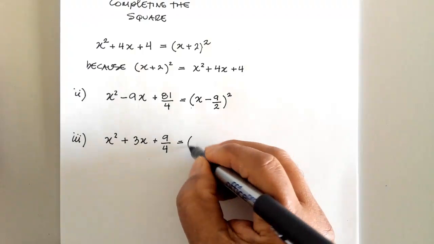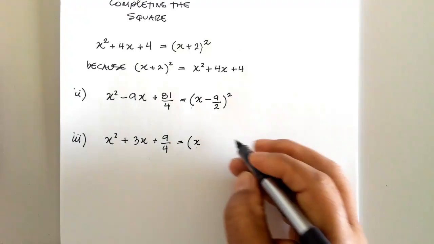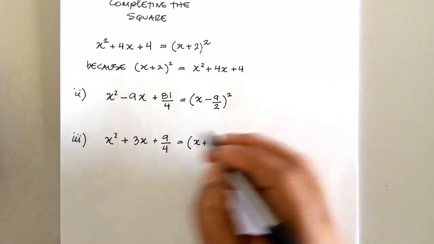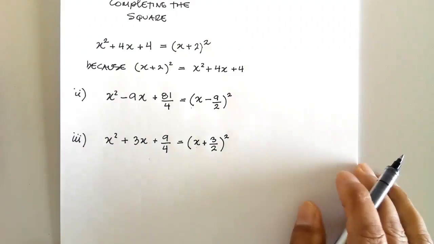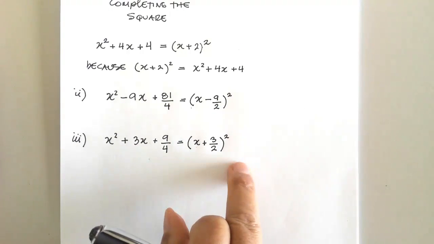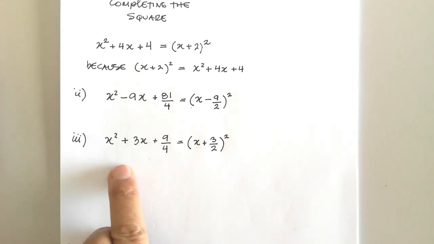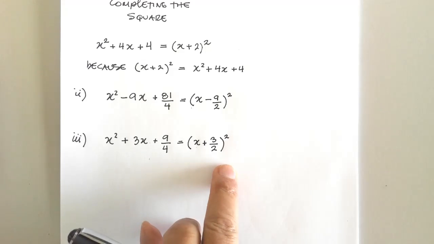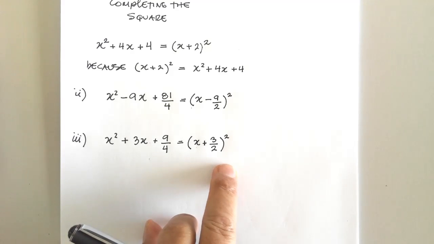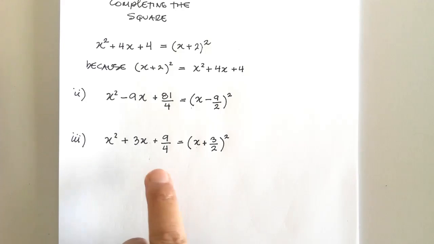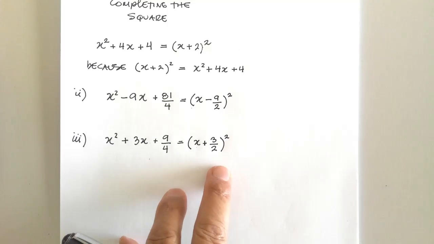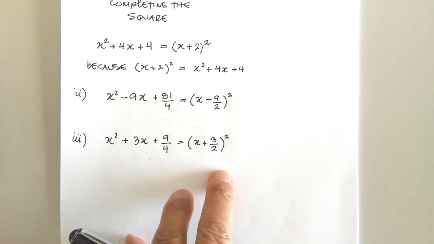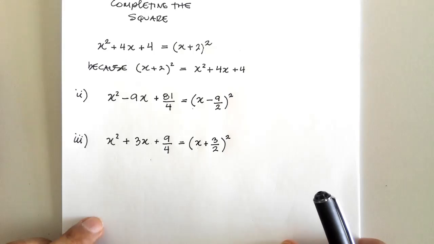Then you put x plus 3 over 2, squared. So this is completing the square. But now we're going to see how we're going to use this to solve a quadratic equation. So what is the relation between this thing that I've been talking about and solving quadratic equations? I'm going to show you that in the next page. So here we go.